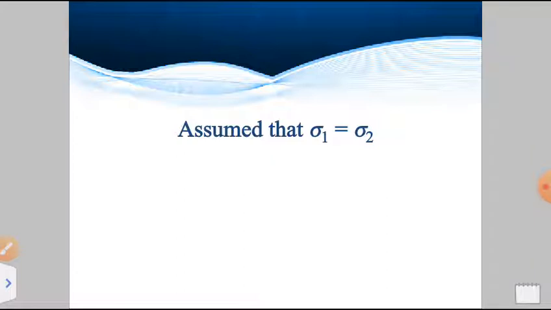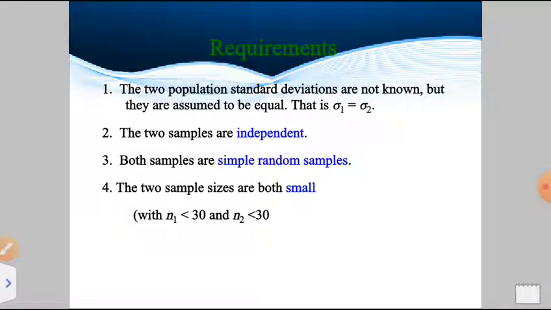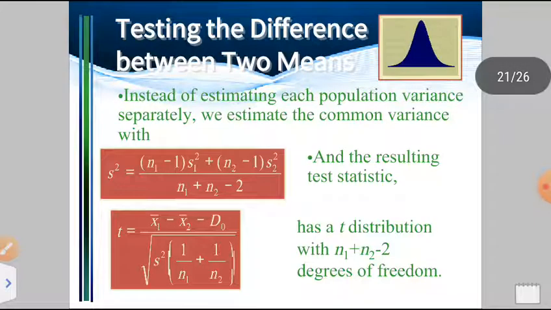One more assumption you have to remember is that we apply this t-test for the difference of two means with the assumption that sigma 1 is equal to sigma 2, the population standard deviations are the same. When they are not the same, the formula will change. But here we are assuming sigma 1 and sigma 2 are the same. More assumptions: the two samples must be independent, they must be simple random samples, and the sample size must be less than 30.